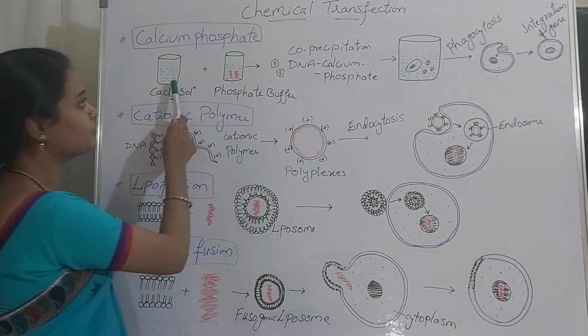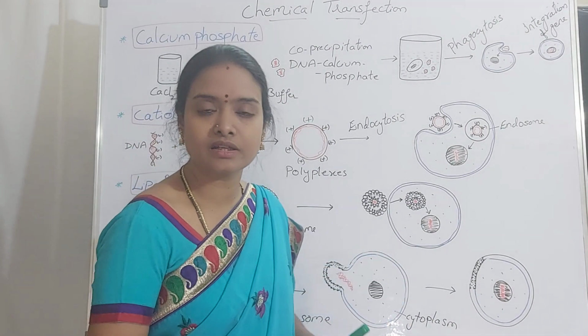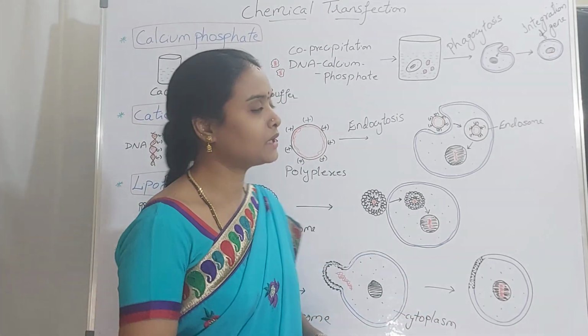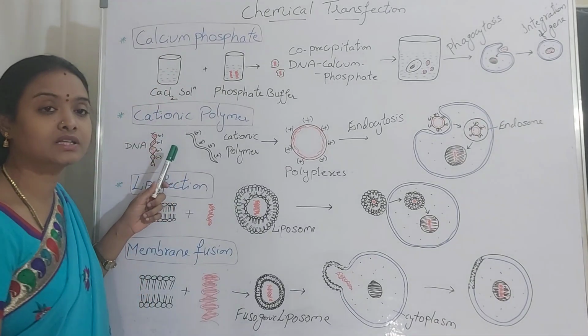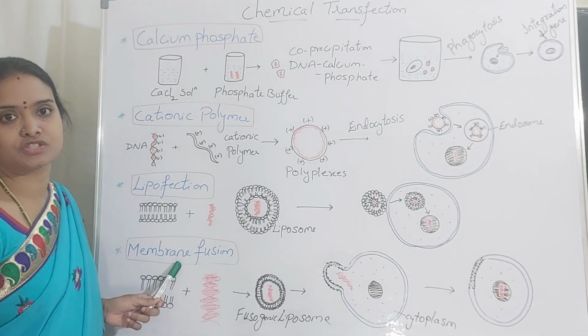So these are the four types where you can transfer the desired DNA into the animal cell by means of calcium phosphate method, cationic polymers, lipofection and membrane fusion, right.